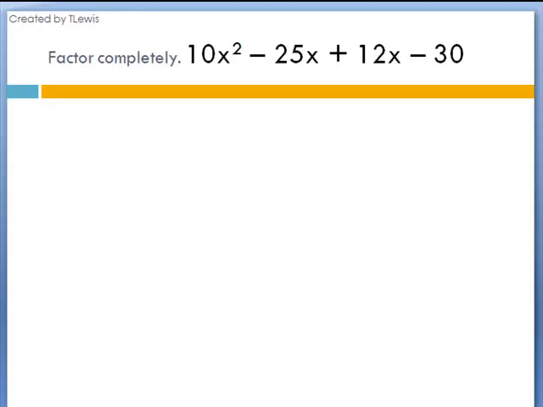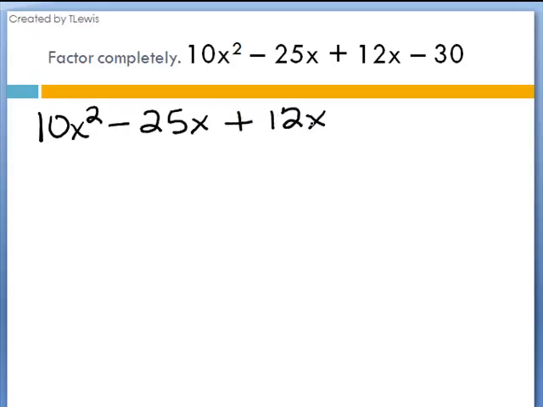Factor completely. 10x squared minus 25x plus 12x minus 30. So we have a 4-term polynomial. And whenever you identify the terms as 4 terms, the factoring method that we're going to use is factoring by grouping.